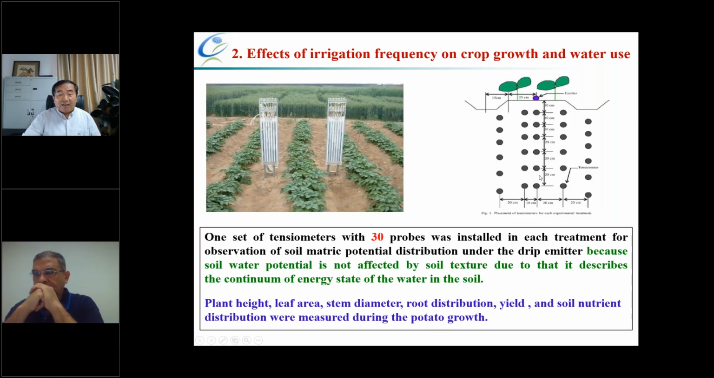One side of the tensiometer with 30 probes was installed in each treatment for observing the soil moisture potential distributions under the drip emitter, because soil water potential is not affected by soil texture; it describes the continuous energy state of the water in the soil. So plant height, leaf area, stem diameter, root distribution, yield, and soil nutrient distributions were measured during the potato growth.